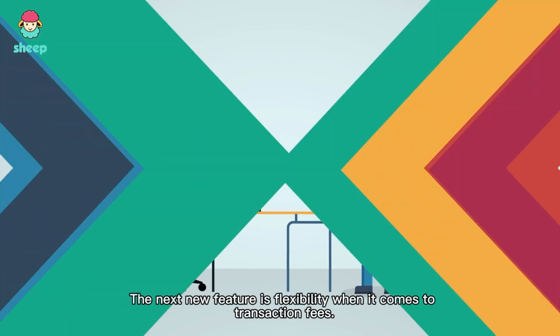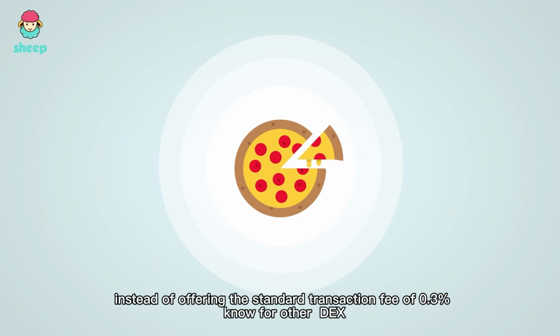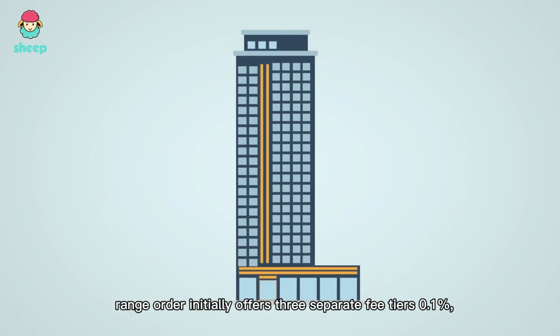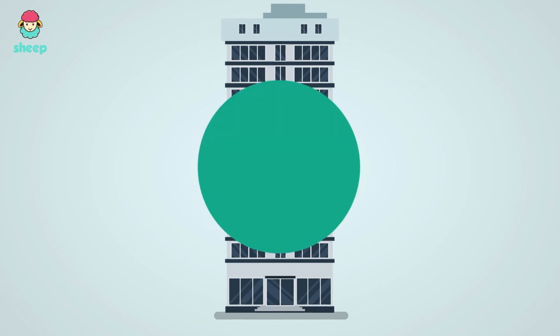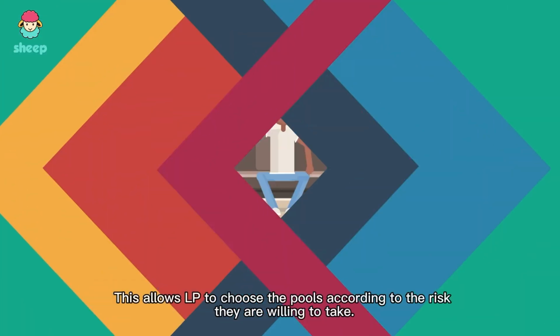The next new feature is flexibility when it comes to transaction fees. Instead of offering the standard transaction fee of 0.3% found on other DEXs, range order initially offers three separate fee tiers: 0.1%, 0.2% and 0.5%. This allows LPs to choose the pools according to the risk they are willing to take.